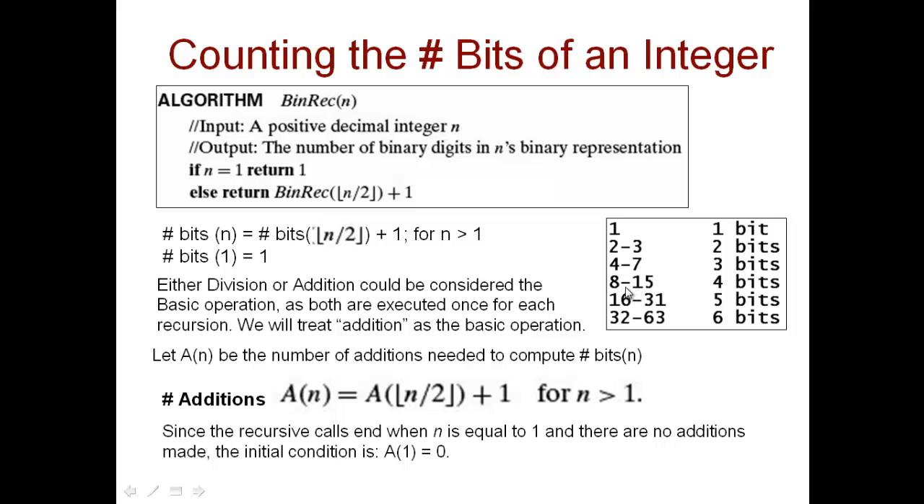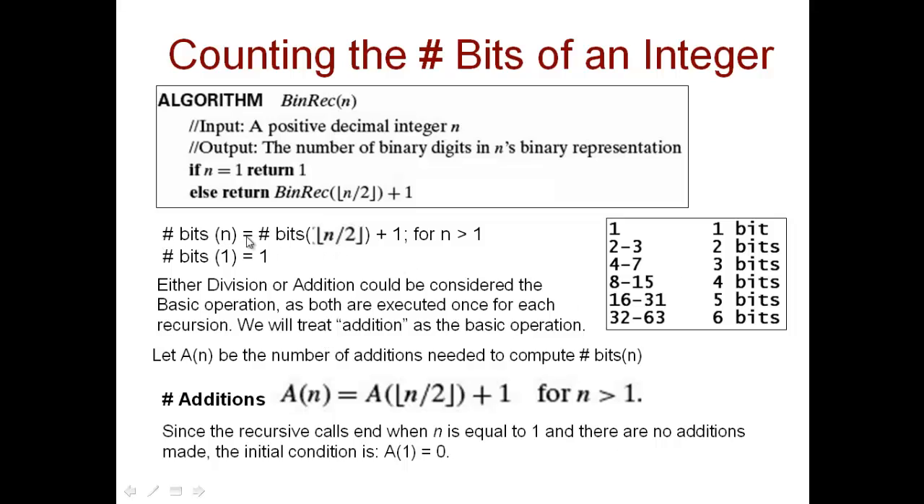Then 10 and 11 will be mapped to 5 in this range. So 10 divided by 2 is 5, 11 divided by 2 is also 5. Then 12 and 13: 12 divided by 2 is 6, 13 divided by 2 is also 6. 14 and 15 are mapped to 7. So two subsequent integers in this range are being mapped to one integer in the earlier range. That's why we have n over 2 with a floor symbol to justify that.